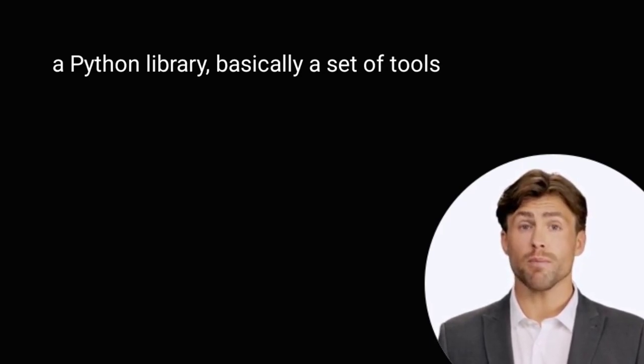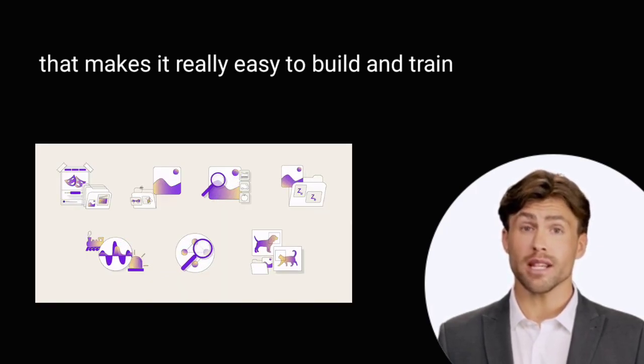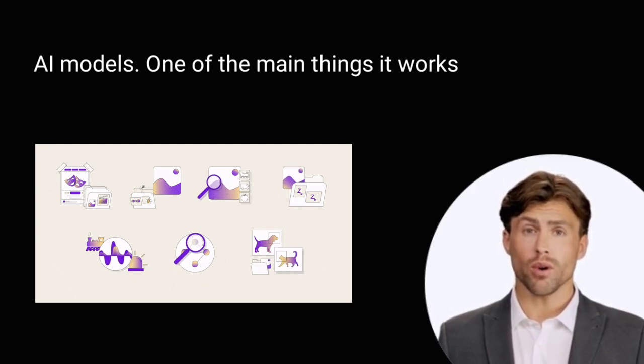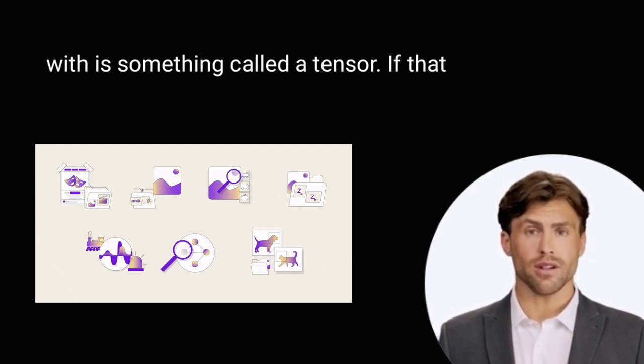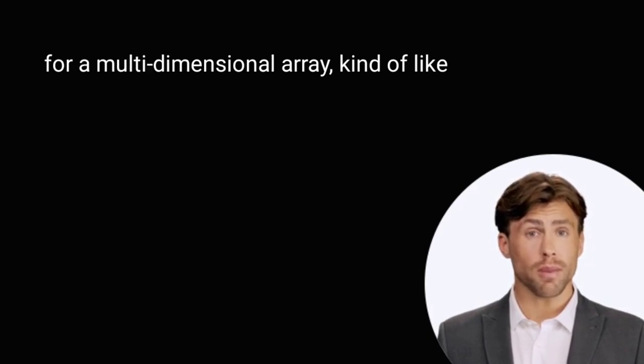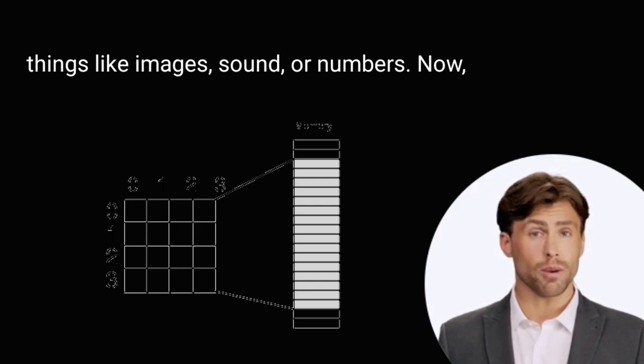In short, it's a Python library, basically a set of tools that makes it really easy to build and train AI models. One of the main things it works with is something called a tensor. If that sounds scary, it's really just a fancy word for a multidimensional array, kind of like a superpowered Excel table that can store things like images, sound, or numbers.